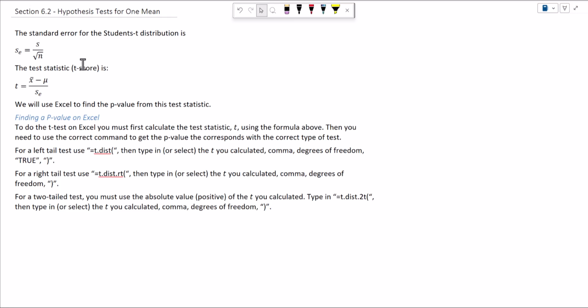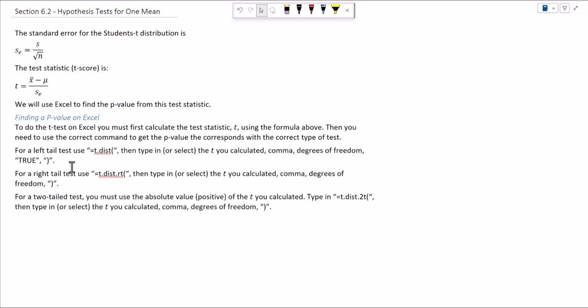So for the t-distribution, we get a little change of pace with the standard error. It is the sample standard deviation divided by the square root of n, a change from what we had previously. And then our test statistic is really similar here, except last time we were doing p hat minus p because we were talking proportions. And now we have x bar minus mu, and then dividing by our standard error.